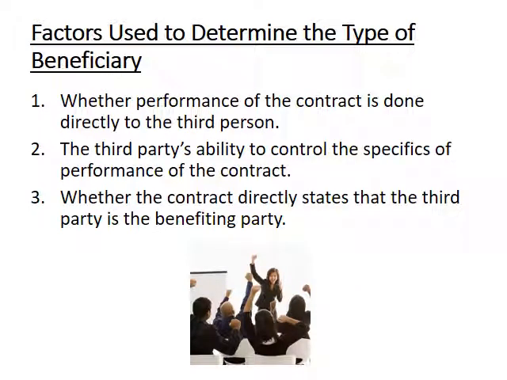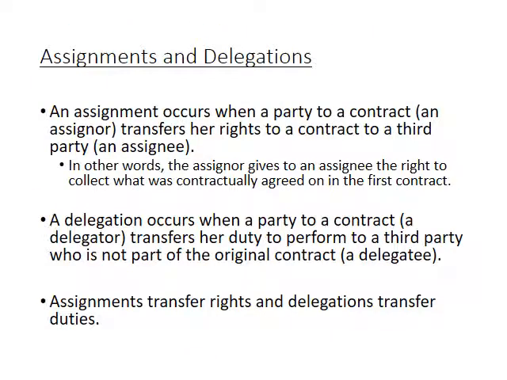Factors used to determine the type of beneficiary. Number 1, whether performance of the contract is done directly to the third person. Number 2, the third party's ability to control the specifics of the performance of the contract. And number 3, whether the contract directly states that the third party is the benefiting party.